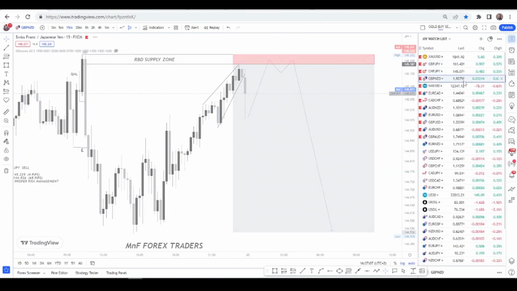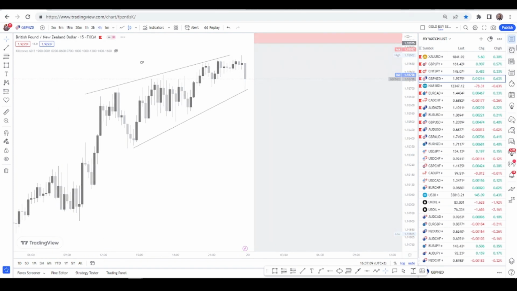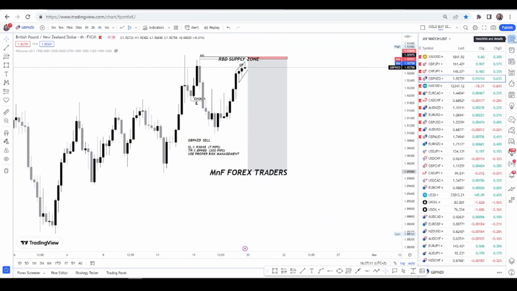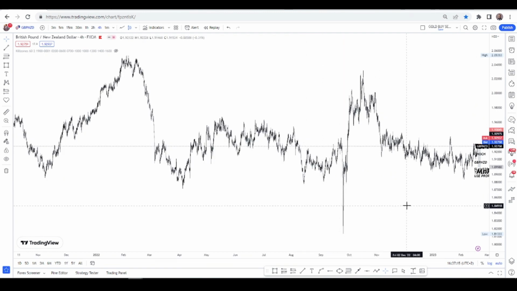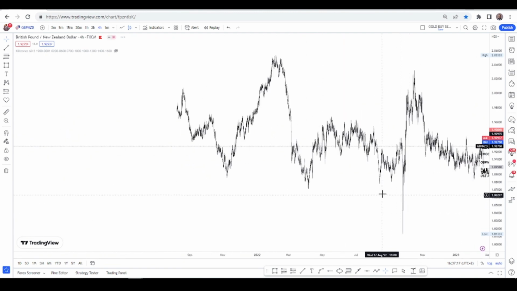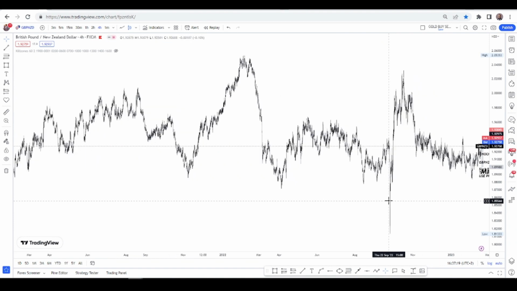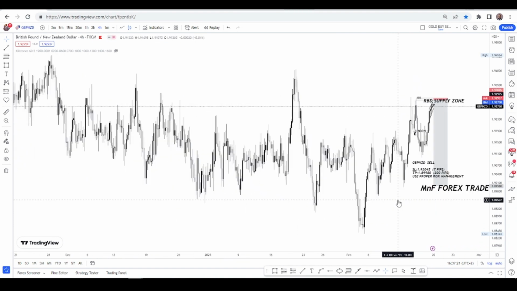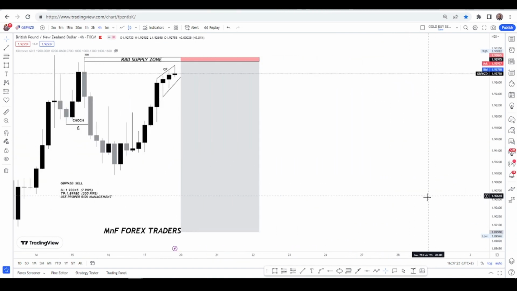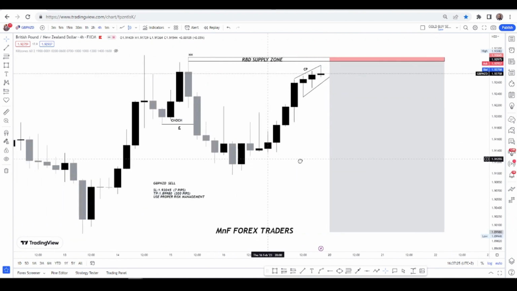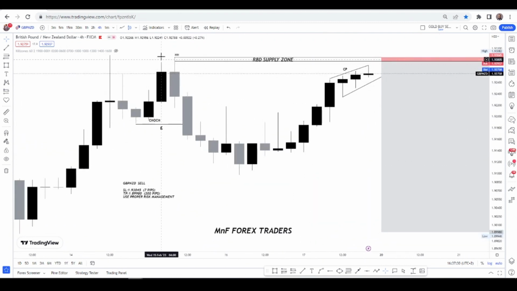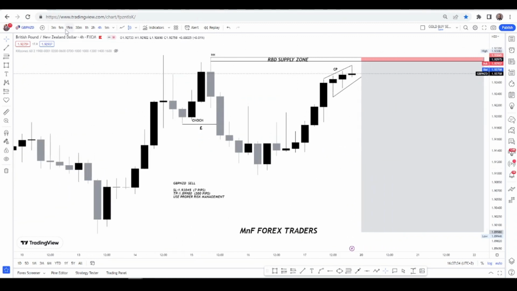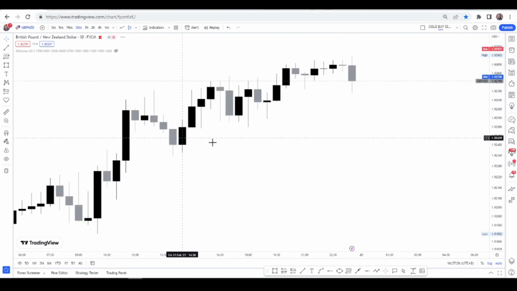Okay, let's go to GBP NZD. So always we start from the higher time frame. GBP NZD has been going to the downside for a long time. So the overall direction is a downtrend, right? Then you come here. What do you see? We see big candles here. We see a rally base drop. What do we do? We go to the lower time frame. Let's go to the 30 minutes time frame.